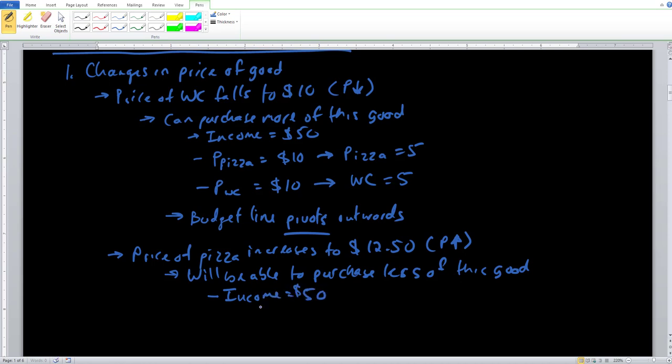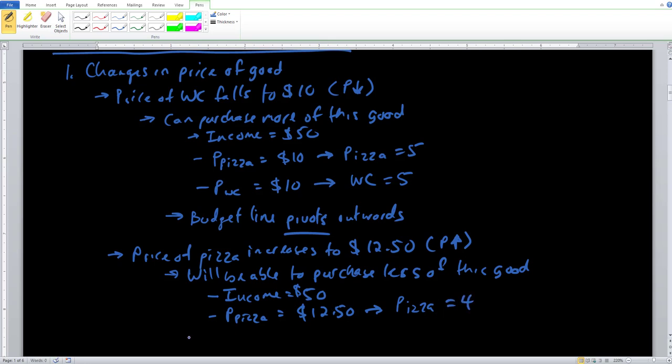The price of pizza now has gone up to $12.50. So what is the maximum amount of pizza you can consume if the price of pizza has increased from $2.50 to $12.50? The maximum amount of pizza you can consume, given your income of $50, is now only 4. So here, maximum amount is 4.